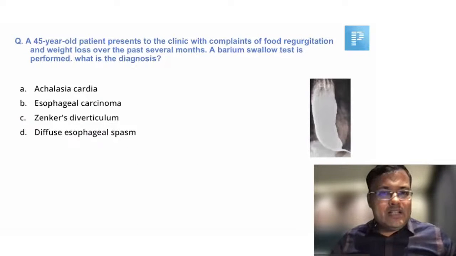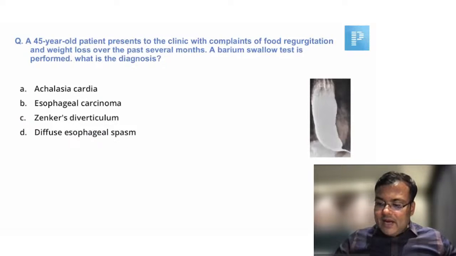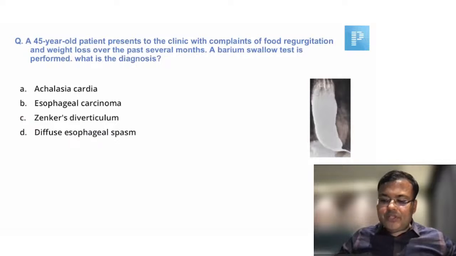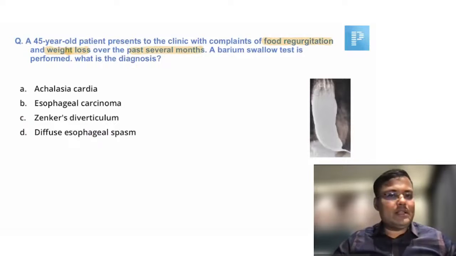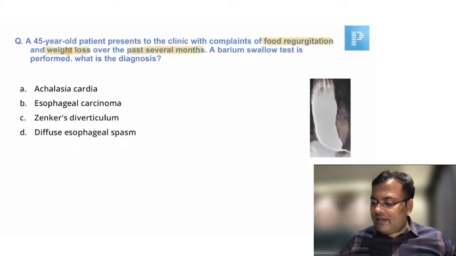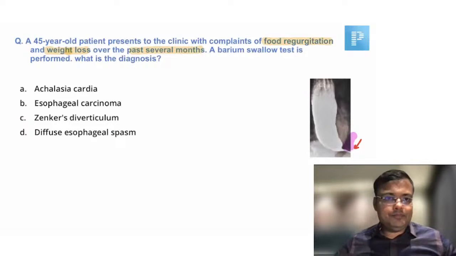Next question. Again, it's a repeat question, guys. A 45-year-old patient presented to the clinic with complaints of food regurgitation and weight loss for the past several months. Barium swallow is given. You can see here rat tail, bird beak, or pencil tip appearance.